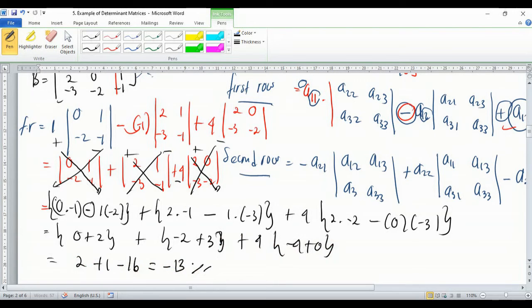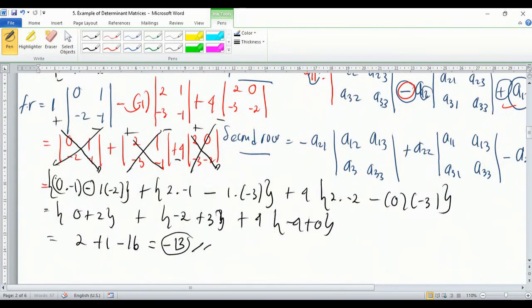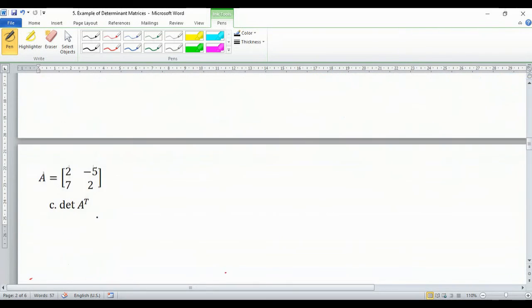So we can compare the value from the Laplace, minus 13, and the value from this one is minus 13. So when they ask you to find the determinant 3 by 3, and they don't put a rule, like they don't have any rule to answer, you can choose one of them. If the question says using Laplace, you should use this formula. If there's no rule, you can choose one of them. Okay, everyone. So the last is for the determinant A.